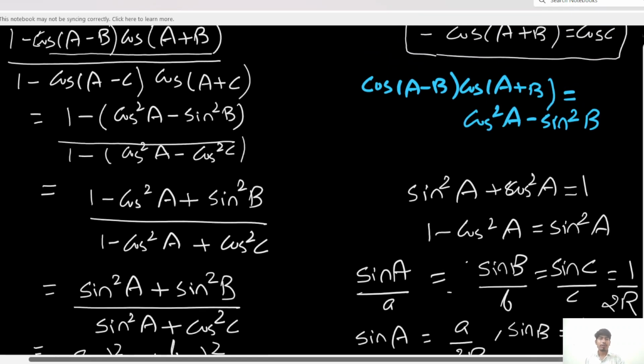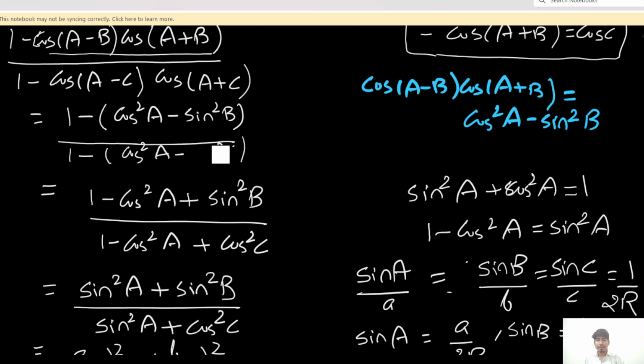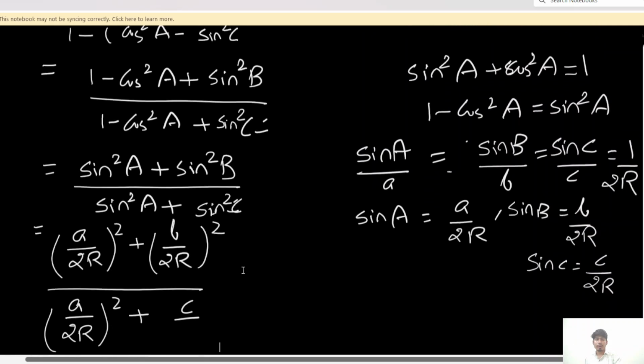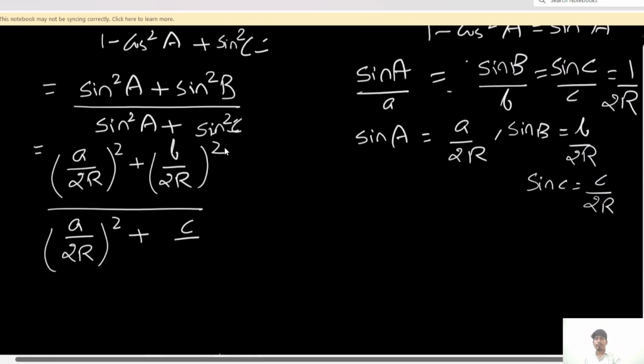Here it is not cos, it is the sine function, because cos(a minus c) into cos(a plus c) is cos square a minus sine square c. So here it is also sine square c, and this is also sine square c. Then we put the value of sine c.